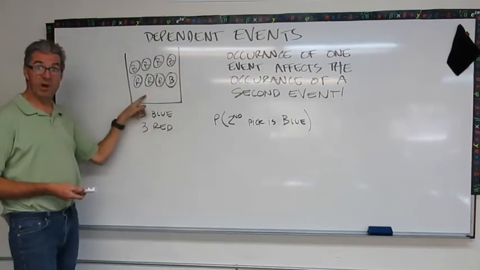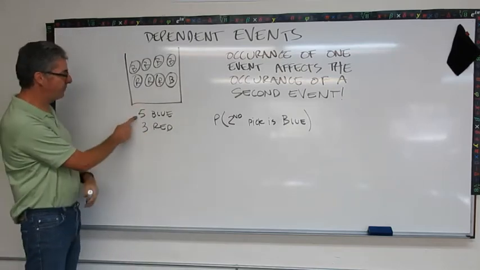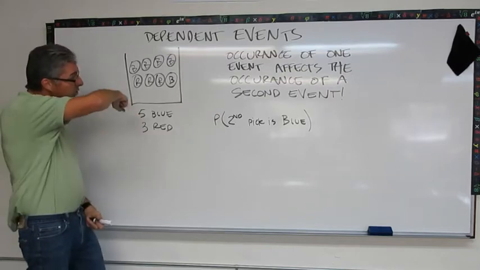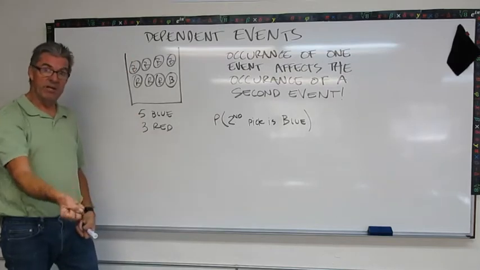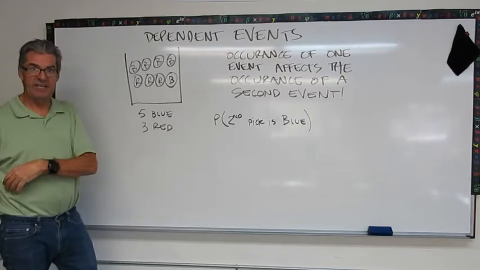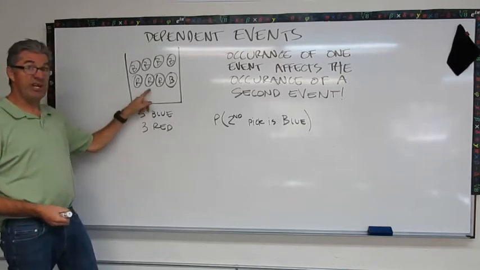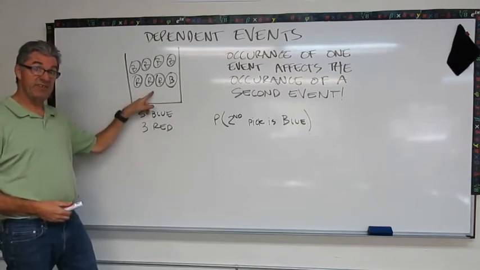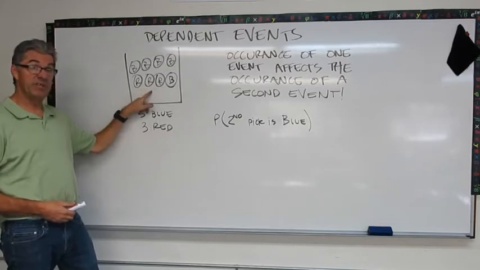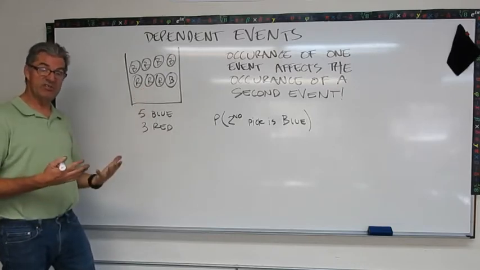If I have a bag of marbles, in this case I've got 5 blue and 3 red, if I pull out one marble and put that aside, now the probability changes for what color I get the second time because there's fewer marbles in the bag. So there's a lot of situations where this happens.